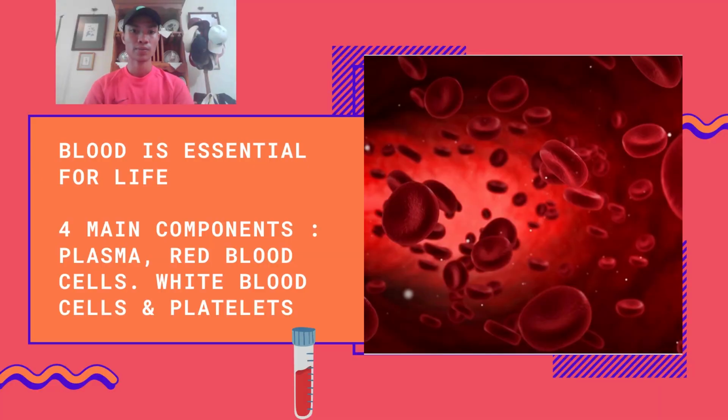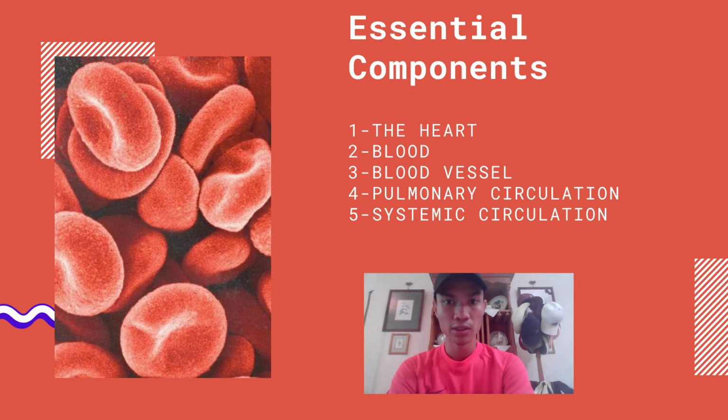Moving on to the next slide, we want to talk about blood flow in the cardiovascular system. Let me make it short for you guys to understand. First things first, blood is essential for life. There are four main components, which are plasma, red blood cells, white blood cells, and platelets. These are the essential components.